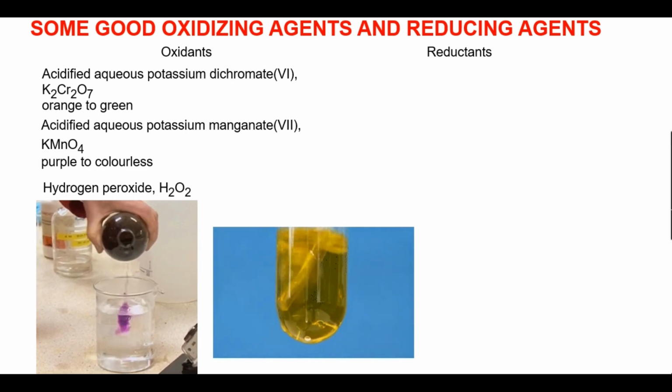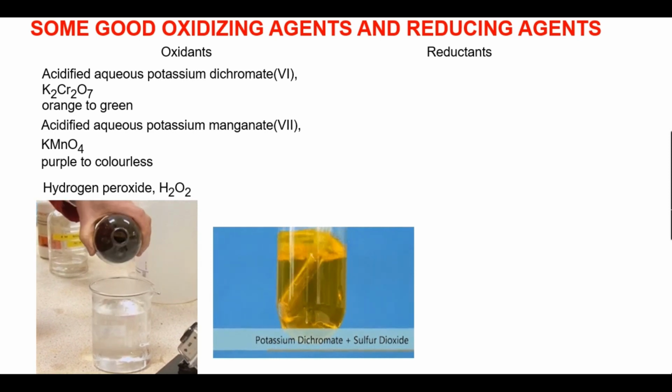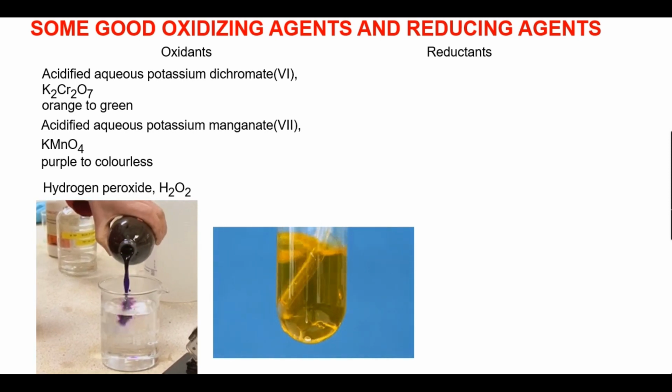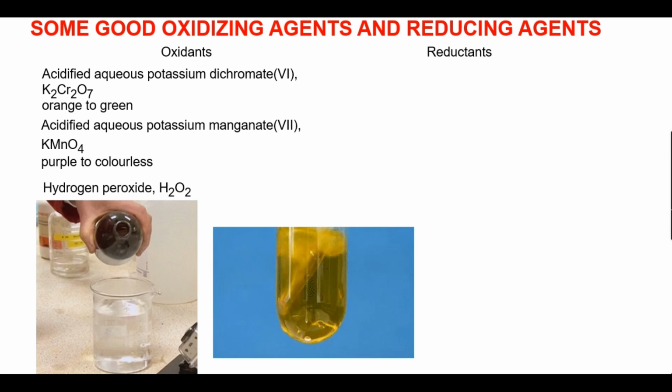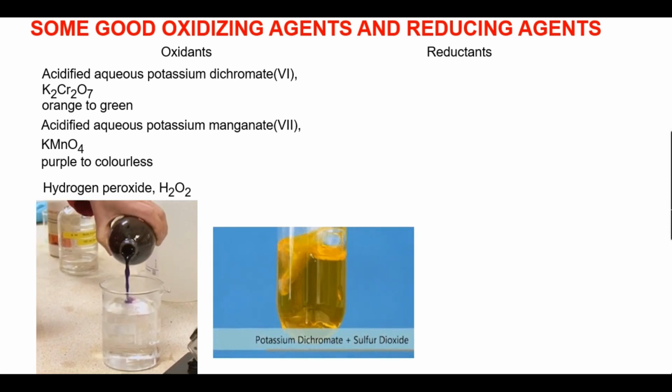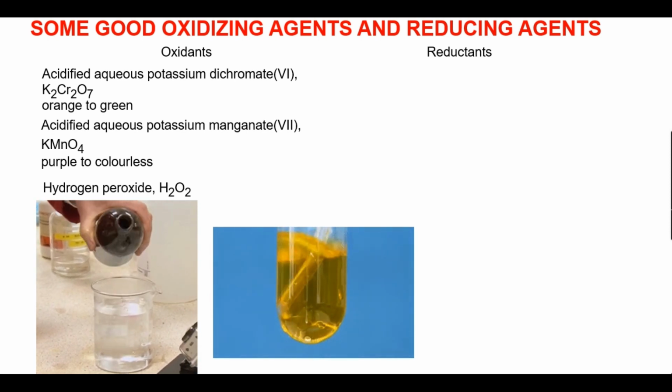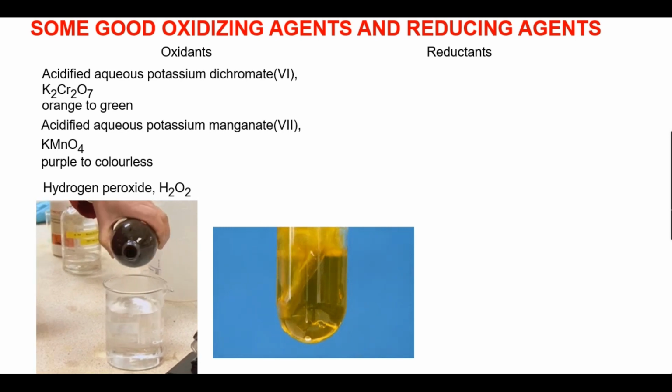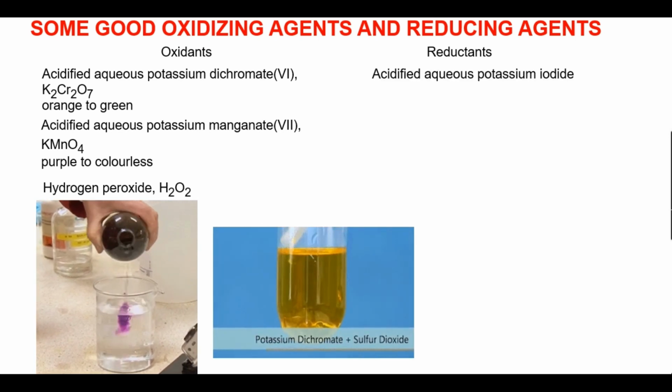Another good oxidizing agent is hydrogen peroxide, but remember there is no proper observation. So if we are sure that we are going to oxidize another substance, then we can use hydrogen peroxide, and it positively oxidizes the other substance. Now moving towards the reducing agents.